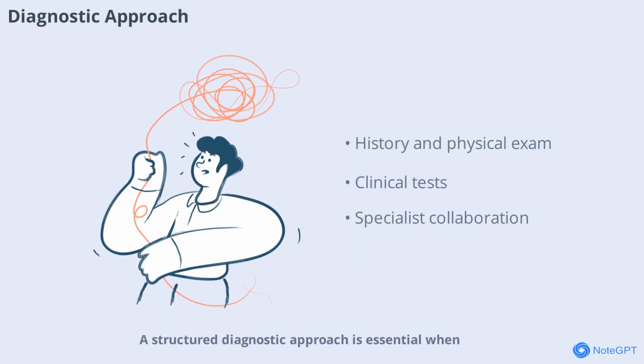A structured diagnostic approach is essential when evaluating patients with neck and arm symptoms. Start with a thorough history and physical examination, focusing on the pattern of pain, associated symptoms, and any aggravating or relieving factors. Use specific clinical tests to assess for musculoskeletal conditions and nerve root involvement. When necessary, order imaging studies or electrodiagnostic tests to confirm the diagnosis. Collaboration with specialists in physical medicine, rheumatology, or neurology can be invaluable for complex cases.